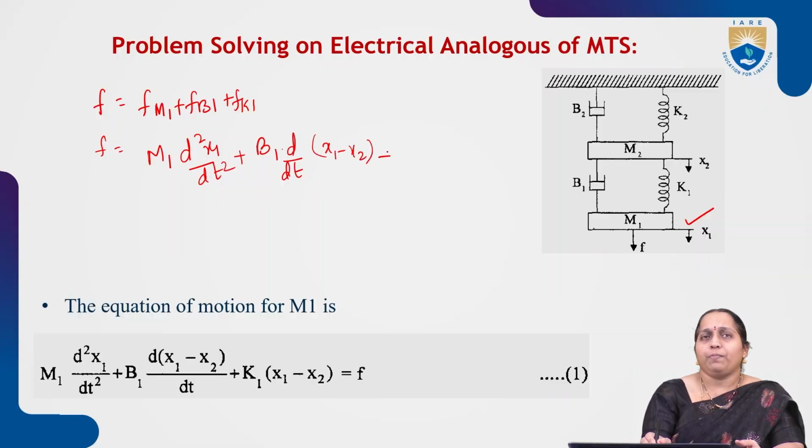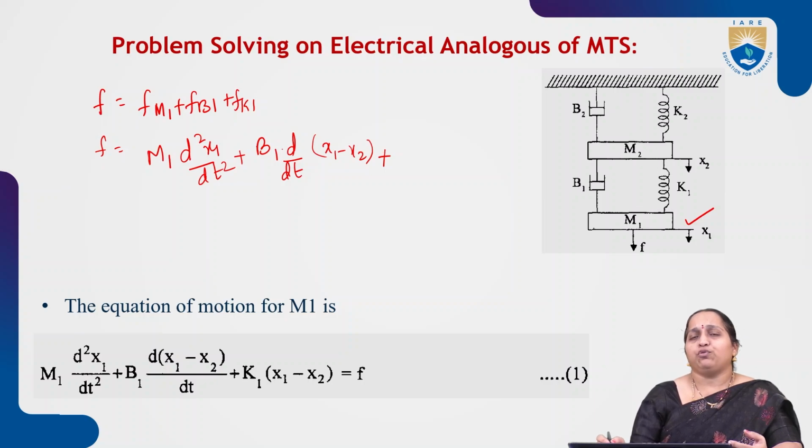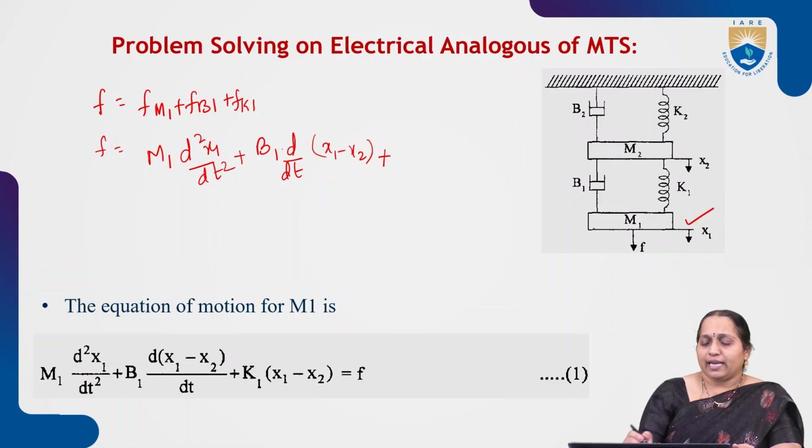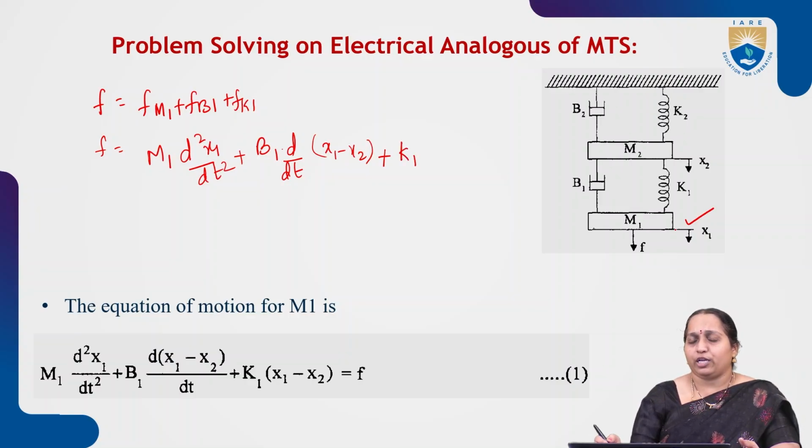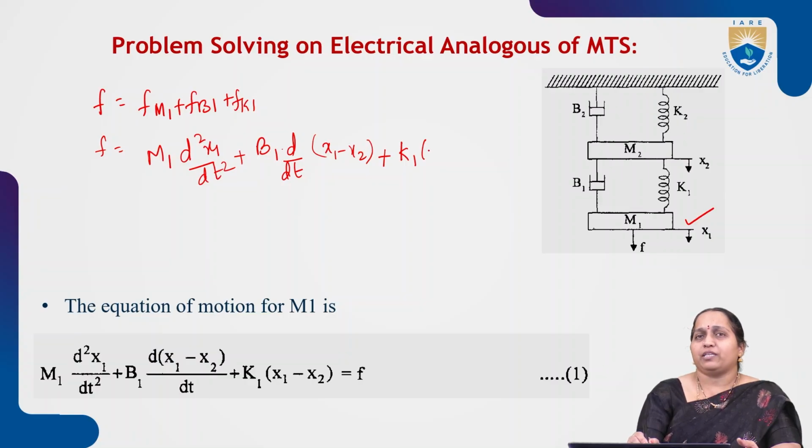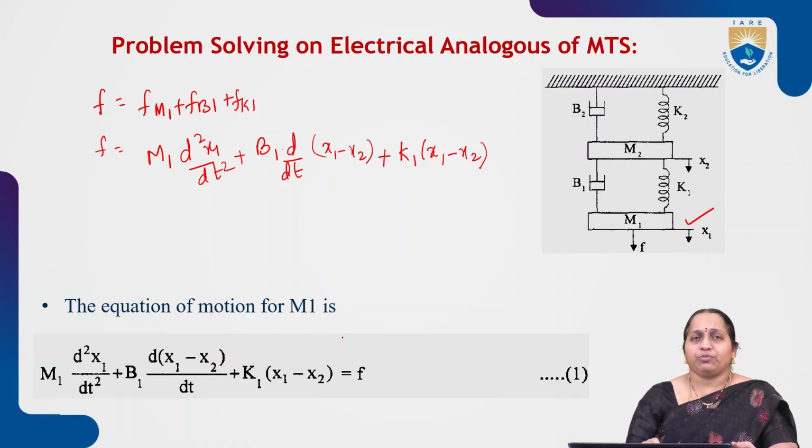Plus Fk1, and the opposing force due to the spring is given as k into x. Here again k1 is common between both the elements m1 and m2, so k1 into the corresponding displacement, taken as x1 minus x2. That is how the equation of motion for mass m1 is given by F equals m1 into d square x1 by dt square plus b1 into d by dt of x1 minus x2 plus k1 into x1 minus x2.